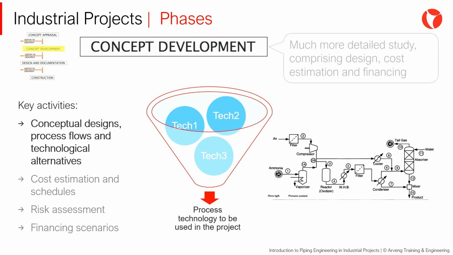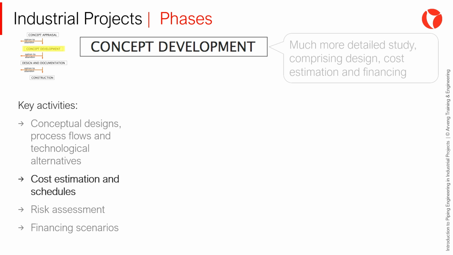Conceptual engineering is carried out, as we will see in a later lesson, defining key elements such as the main process flow. These serve as a foundation for further refinement in detailed technical designs during later phases. As we have mentioned, in this phase the engineering team goes deeper in time and cost estimations.